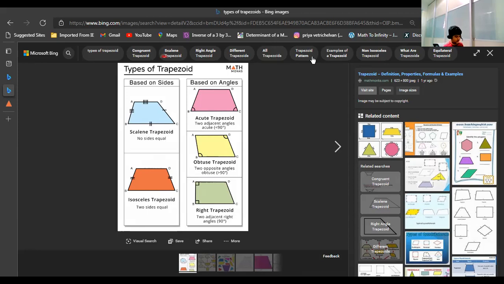Then we learned about scalene trapezoid and isosceles trapezoid, which are all based on sides. Then we learned acute trapezoid, obtuse trapezoid, and right trapezoid, which are all based on angles.